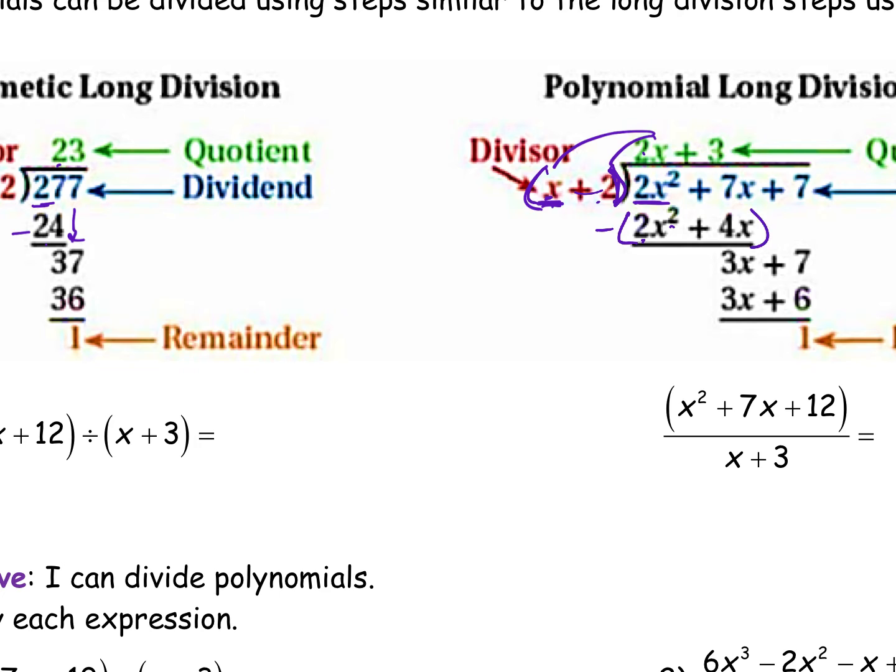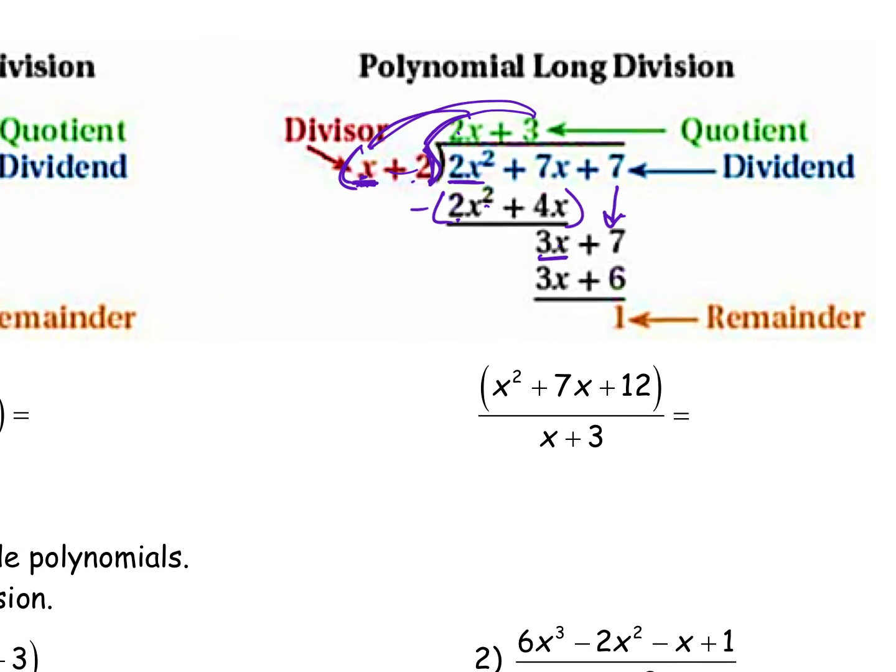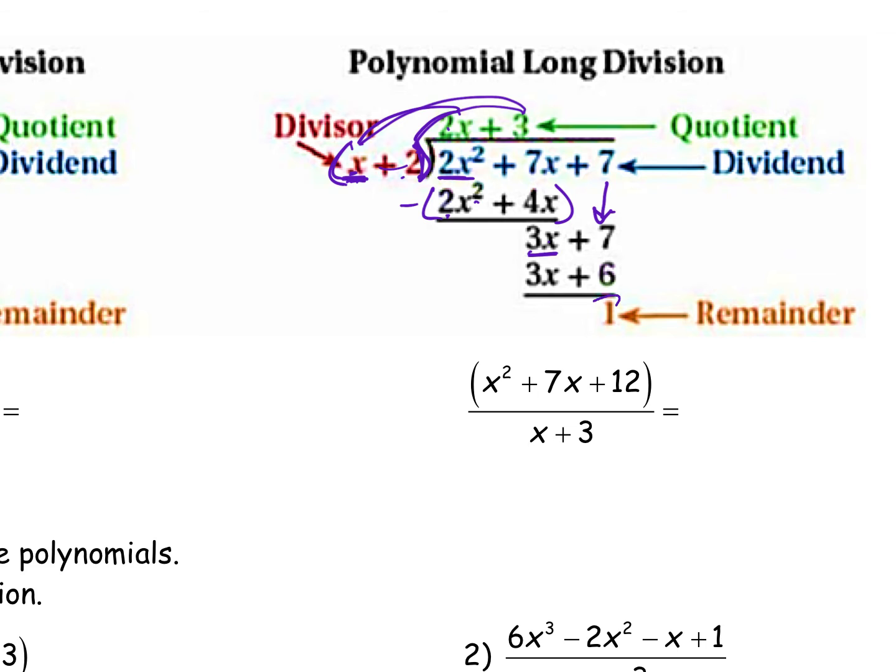Same thing. 7 minus 4 gives me 3x. I bring it down. And then I say, what do I multiply x by to get 3x? 3. And then I distribute my 3 through. We're going to do this a couple of times, not just show you this way. Then we get down, and we get a remainder. The remainder is not written this way, and I'm going to show you how we write the remainder also.